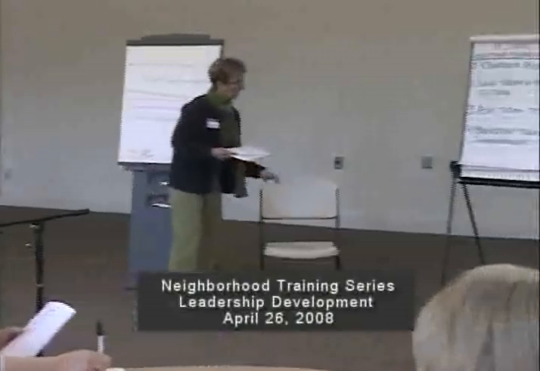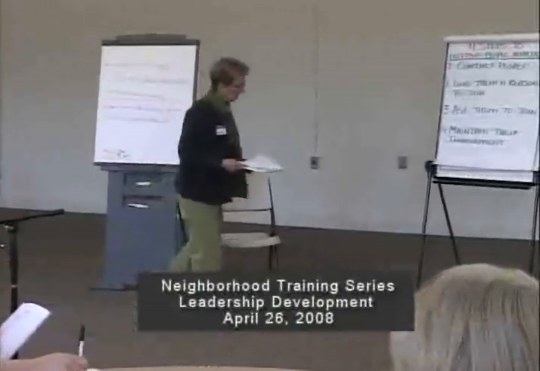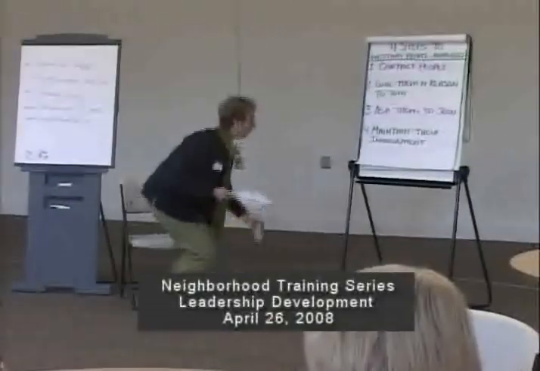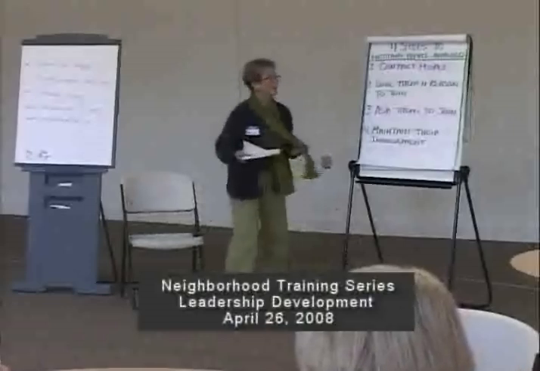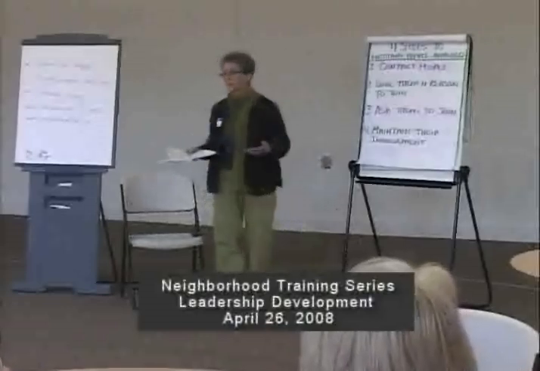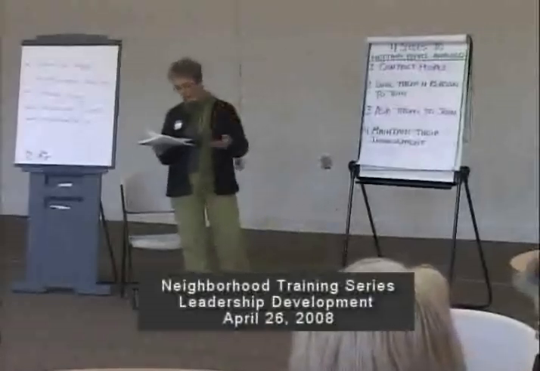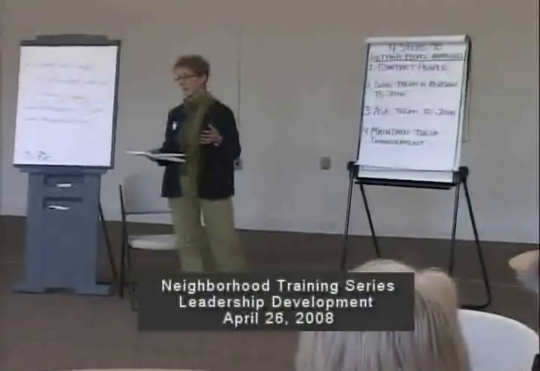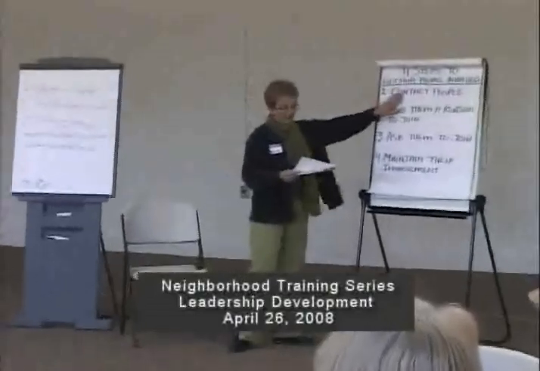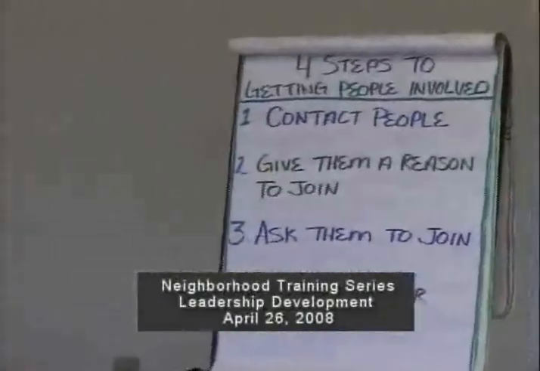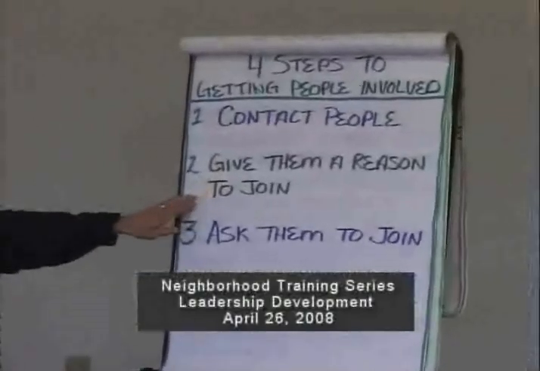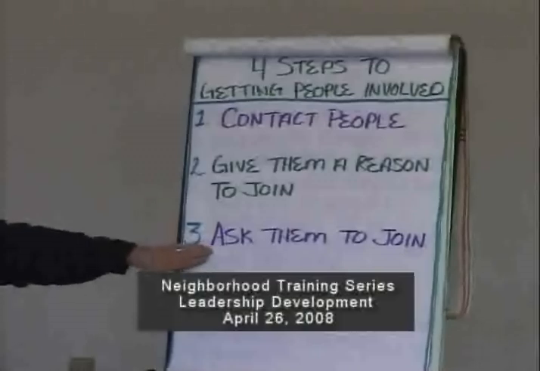Okay, what we're going to do is look at and talk about a four-step process for getting people involved. And then after this, we're going to talk about keeping people involved. So the first step, of course, is making contact with people. The next step is to give them a reason to join, then asking them to join.